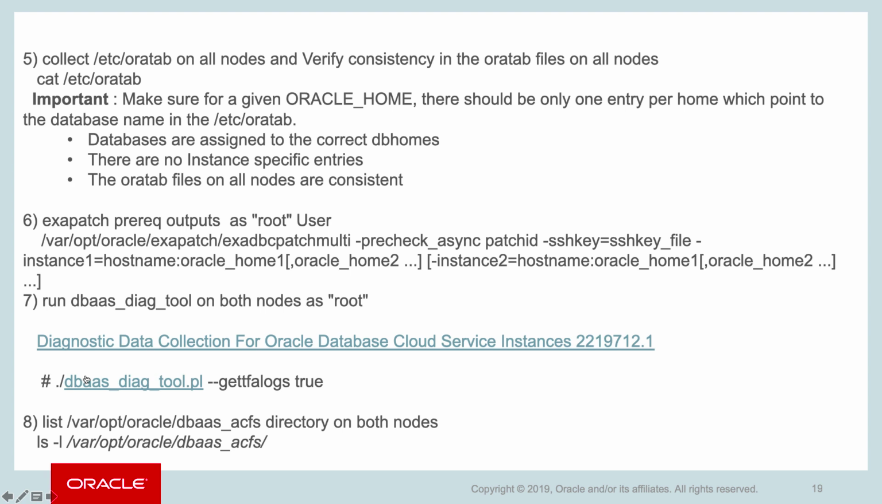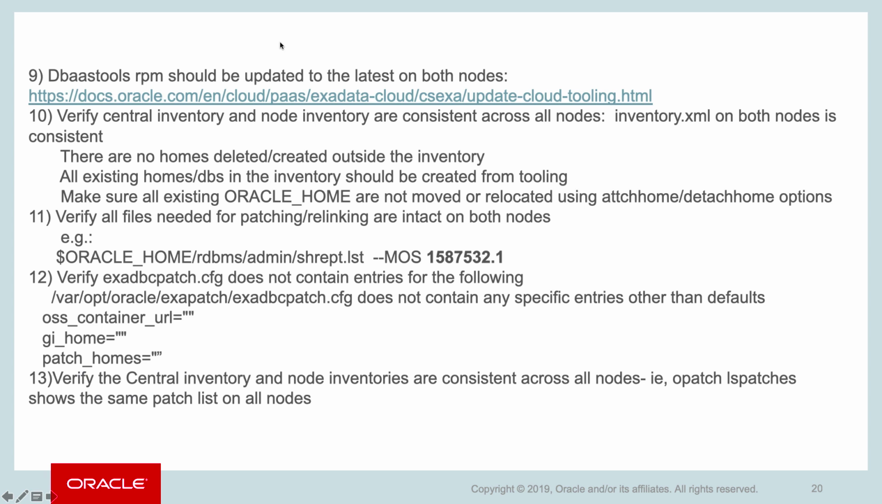You should also be able to take the output from the dbaas CFS directory on both the nodes, because as part of the patching, these directories get the required binaries, or the patch related checks happen from these directories. It will get the patches downloaded there, so you have to make sure they have enough space. Another thing is the dbaastools RPM should be updated to the latest on both the nodes, and this is always a good practice, to update your cloud tooling before any patching.